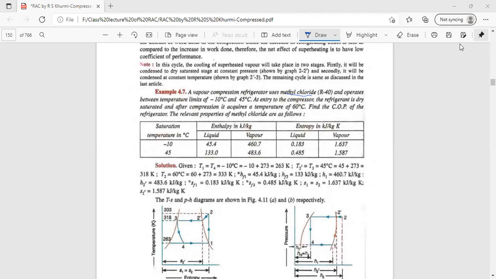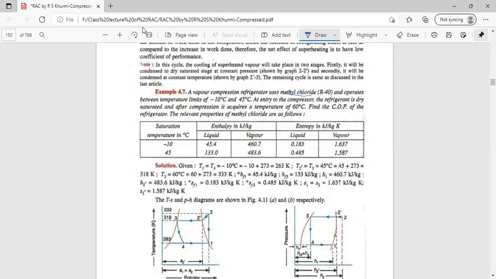Now, let us solve this problem. First, you have to convert the lower temperature T1, which is equal to T4. T1 means the temperature at point 1, and T4 is the temperature at point 4, that is, the temperature of the refrigerant at the exit of the evaporator and at the entrance of the evaporator, which is given as minus 10 degrees centigrade. As we have to convert it to degrees Kelvin, it will be equal to 263 Kelvin. And the temperature T2 dash, which is the higher temperature.